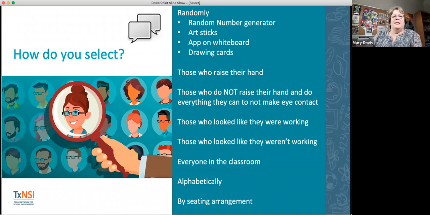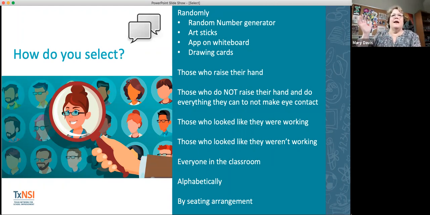Sometimes I picked on those that looked like they were working, and sometimes I picked those that looked like they were not working. Sometimes I let everybody in the classroom share. Sometimes I went alphabetically. Sometimes I went reverse alphabetically. That Z kid couldn't just sit back in the back and wait. And then sometimes I went by seating arrangement. I can remember going up and down the rows, getting answers.